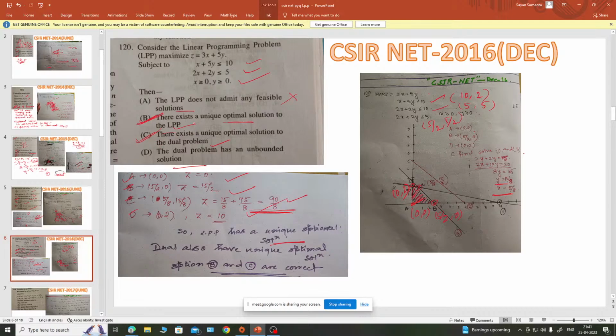Okay. C option is also correct. The dual problem has an unbounded solution. So the problem is bounded, so it does not have an unbounded solution. So this is obviously an incorrect statement. So here, options B and C are correct.